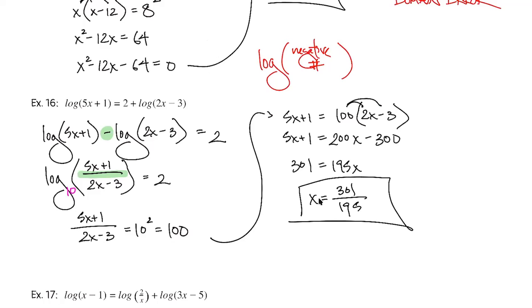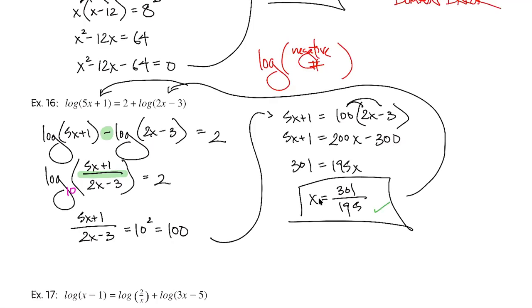Right, and we should get 301 over 195, which doesn't seem like it's going to be a very friendly decimal, so I'm just going to leave it in exact form, okay? But it's a big enough number that I think we can tell when we plug in to here or here, that is going to be just fine. It's not going to create that log of a negative situation, okay?